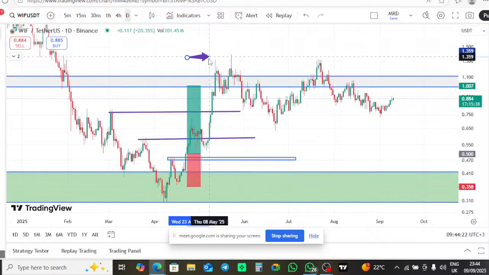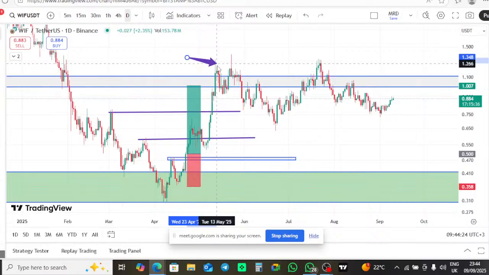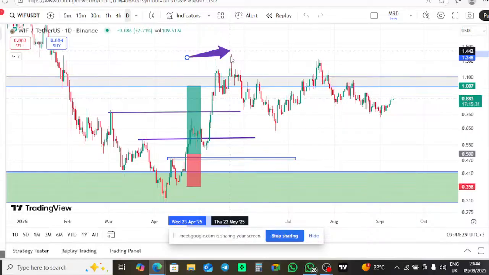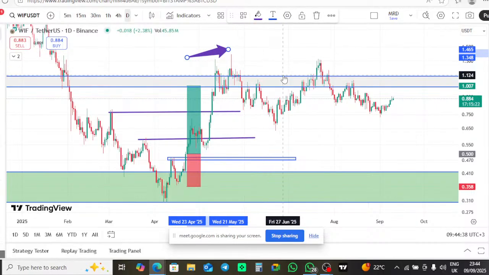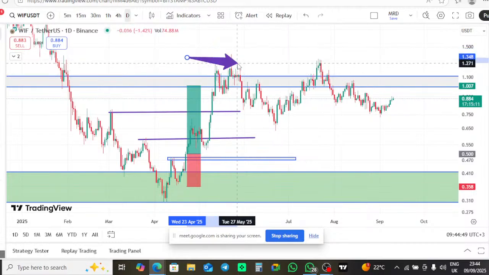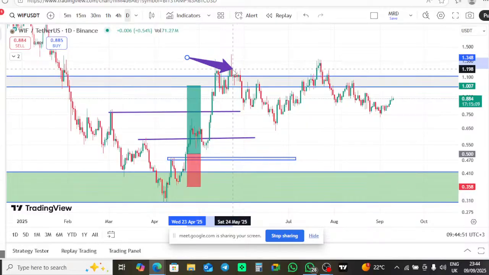Okay? At this point here, we are not seeing rejection. But here, we can see the rejection. But I told you, after rejection, we must experience another red candle. If it is not there, don't trade. Are we clear? If after rejection we don't have a bearish candle or red candle, don't trade.